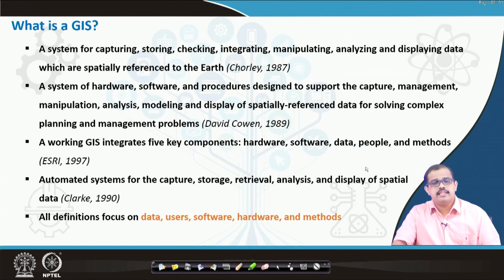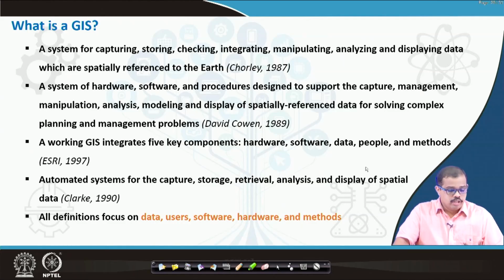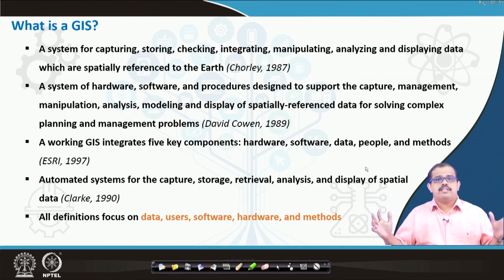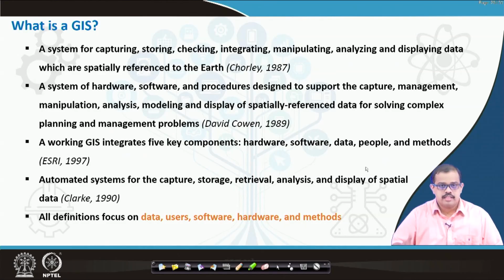Then there are automated systems, Clark in 1990. It was before ESRI's subjective thought. Clark in 1990 said automated systems for capture, storage, retrieval, analysis, and display. This also defines the same thing, but it is on display of only the spatial data. There are many more definitions to be looked at, but these are some of the very well known definitions.